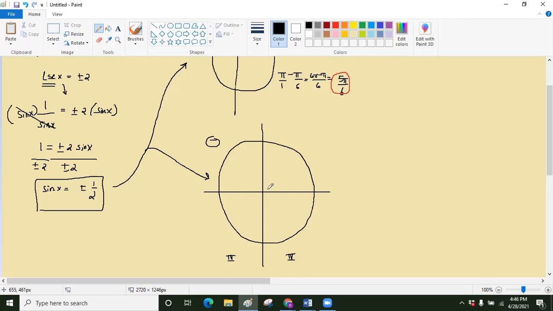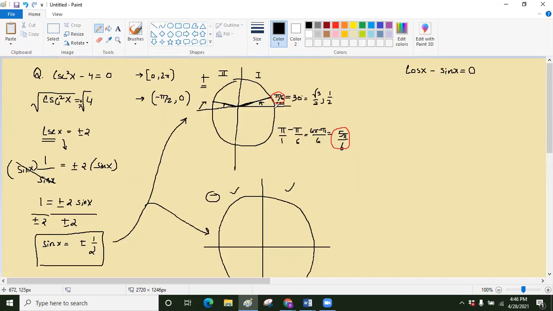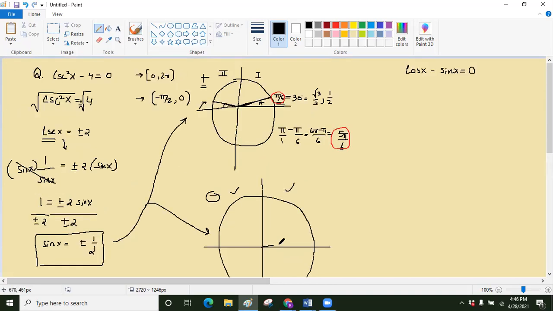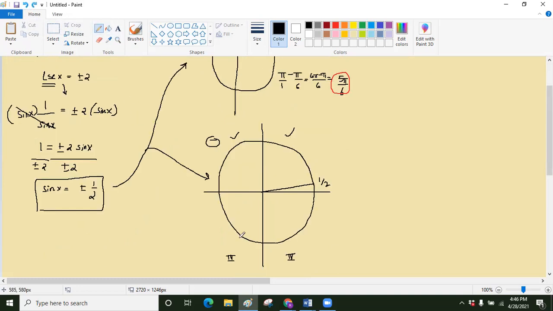So instead of having solutions in quadrants 1 and 2, we'll have solutions in quadrants 3 and 4. Again, these would just be multiples of pi over 6, because if sine is 1 over 2, then reflecting that over the x-axis would give us the same reference angle for sine.